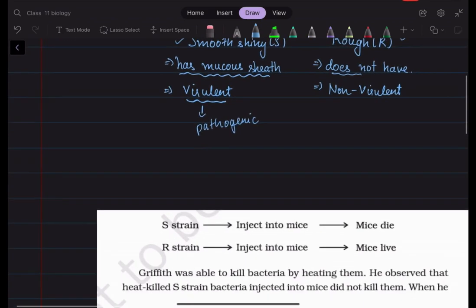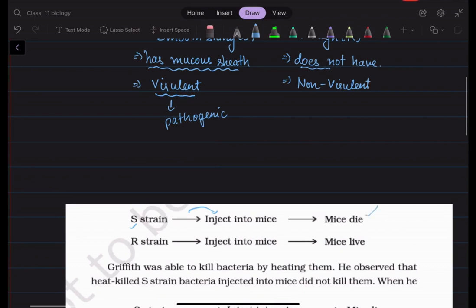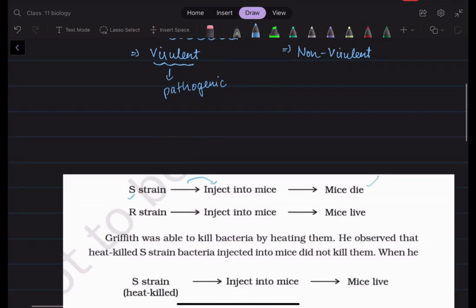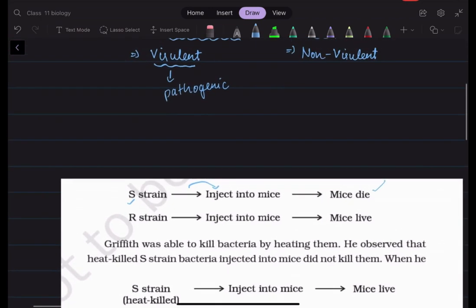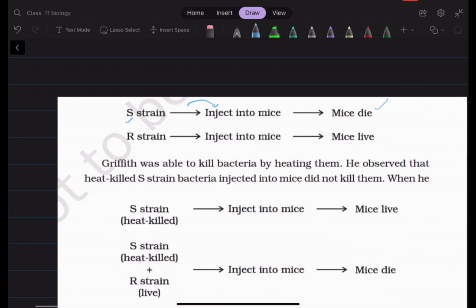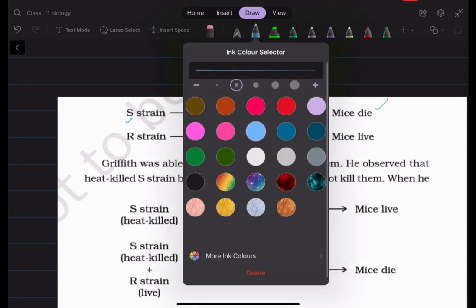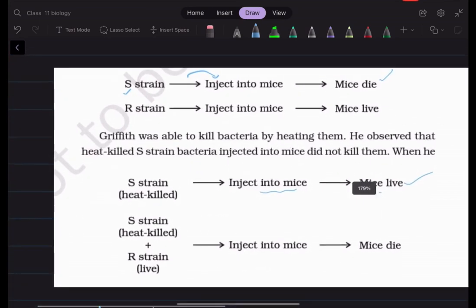So what he basically did is he first took the S strain and injected it into mice, and he found out that the mice died because of pneumonia. And he took the R strain; the mice did not die because the R strain is not capable of causing pneumonia. Later, he took an S strain which was heat killed, subjected to high temperature and inactivated, so it couldn't cause the disease, and the mice still stayed alive.